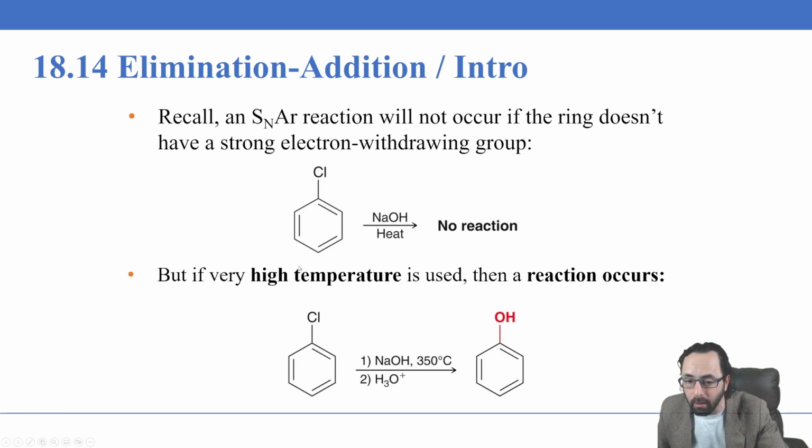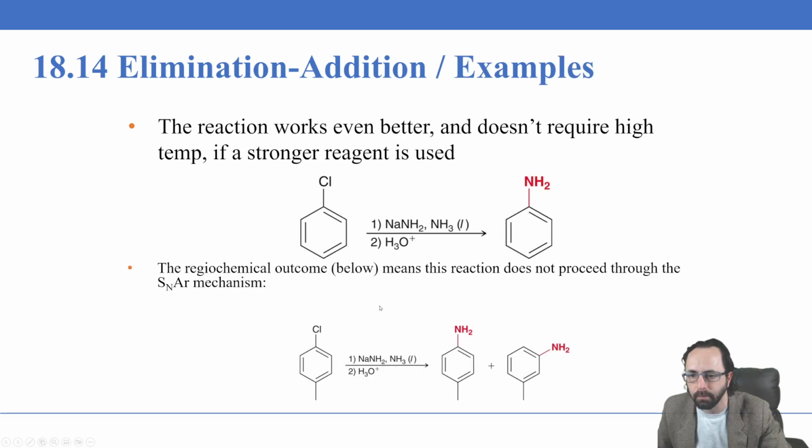We can make it occur if we have a very high temperature. But these types of reaction conditions are not preferred. Imagine that you're doing this to produce a drug, a pharmaceutical drug. You want this synthesis to be as efficient as possible. And it's not efficient to get temperatures up really, really high if we can help it. So instead, what we're going to do is an alternative referred to as an elimination addition.